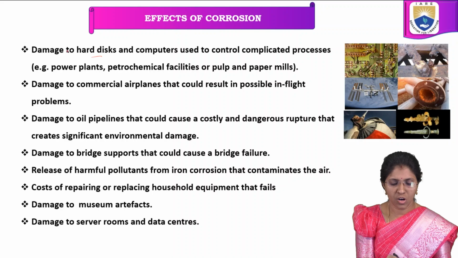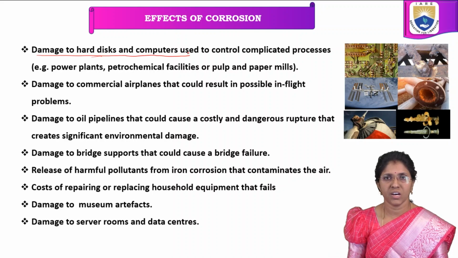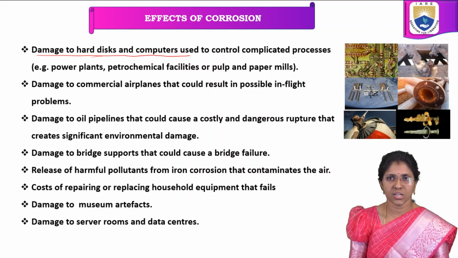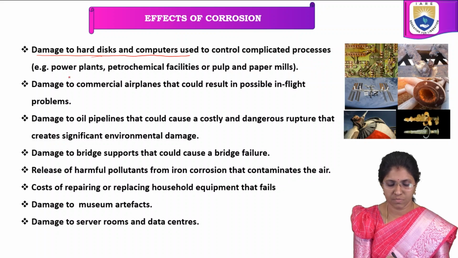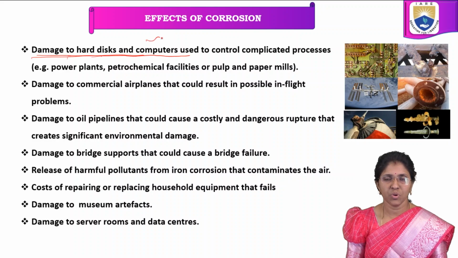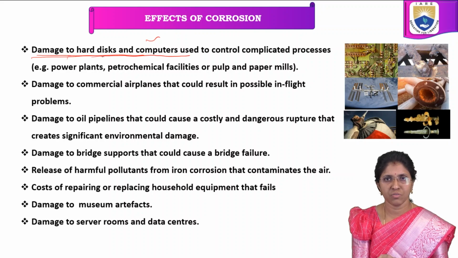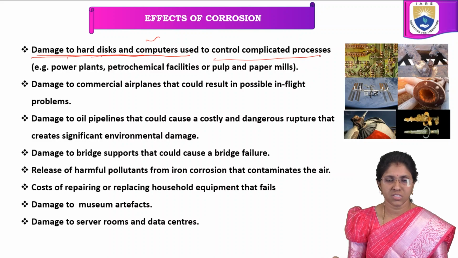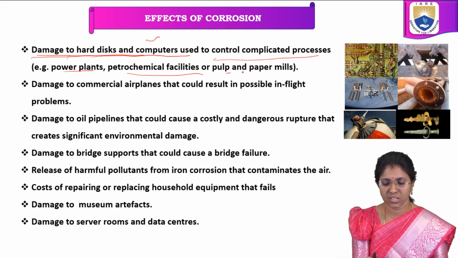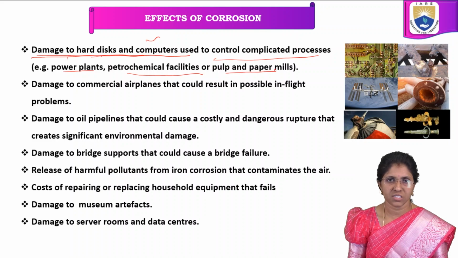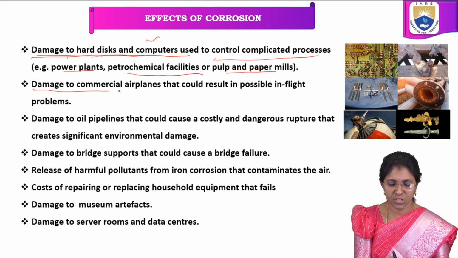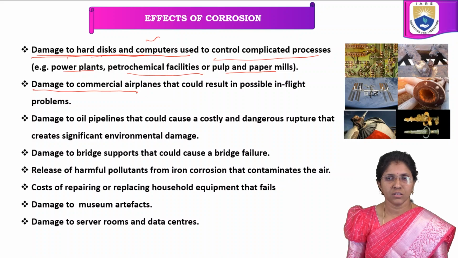Then there is damage to hard disks and computers used to control complicated processes. In computers and hard disks also we have some metals, so due to corrosion, damage takes place. These control complicated processes such as power plants, petrochemical facilities, and pulp and paper mill industries. And also damage to commercial airplanes that could result in possible in-flight problems.